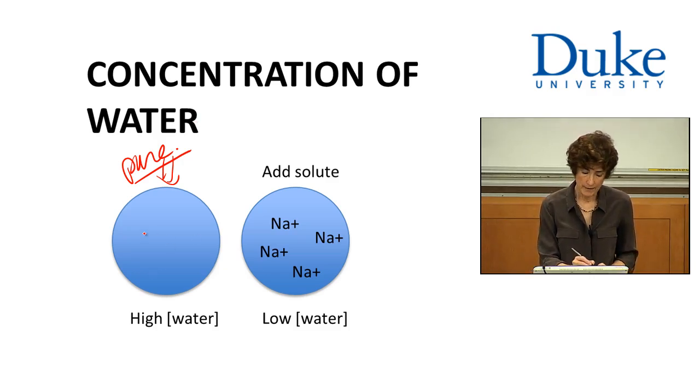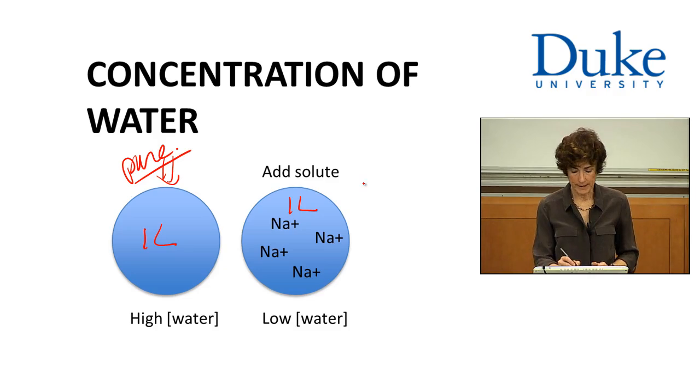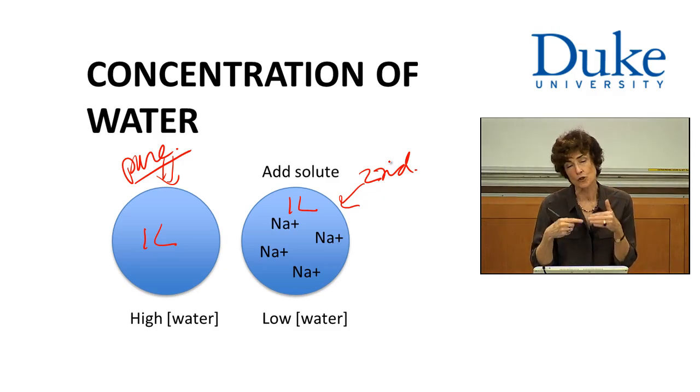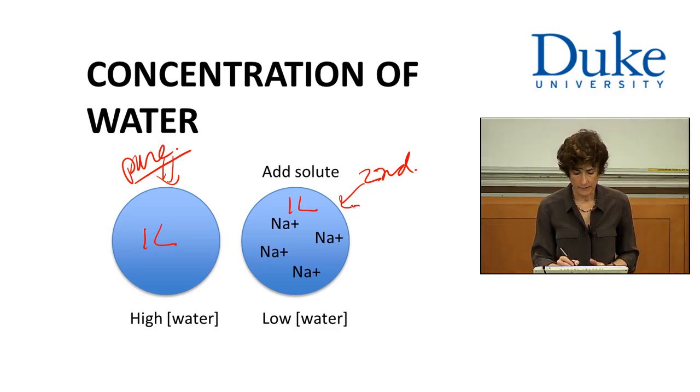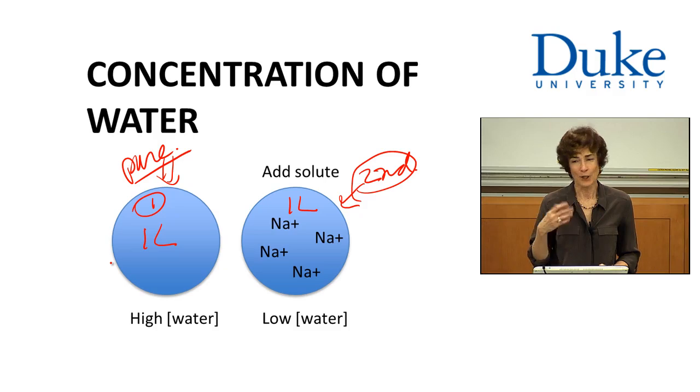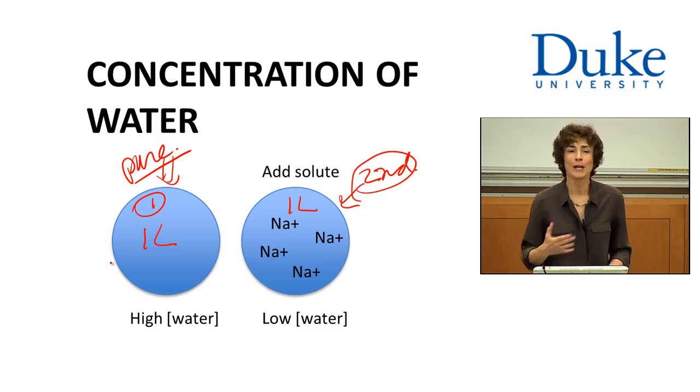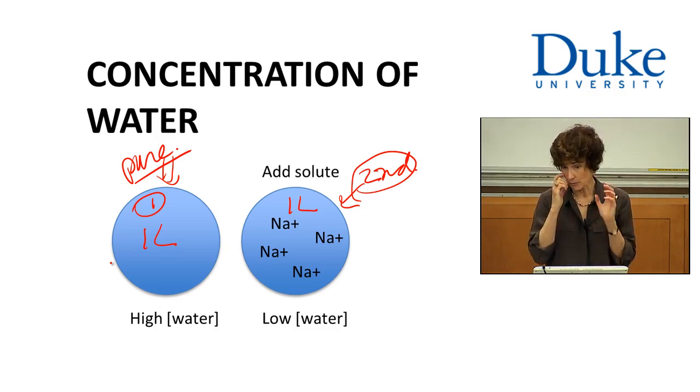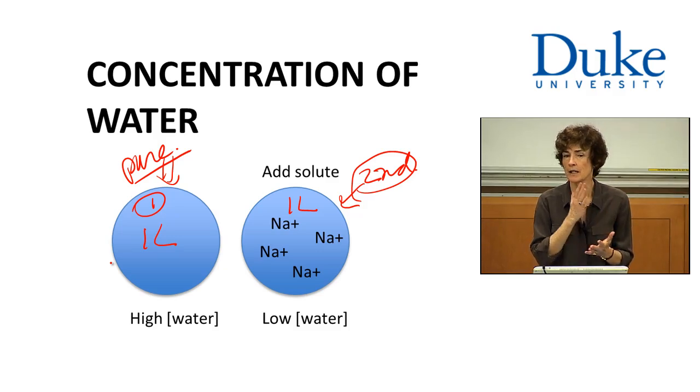So for instance, if this particular vessel is 1 liter in volume, and the vessel over here is 1 liter in volume, by adding the sodium to the second vessel, the concentration of the water is less in vessel 2 than it is in vessel 1. And I know you're all sitting there saying, well, that's pretty obvious, but sometimes it's confusing. So let's just think about that and try to remember that the highest concentration of water is pure water.